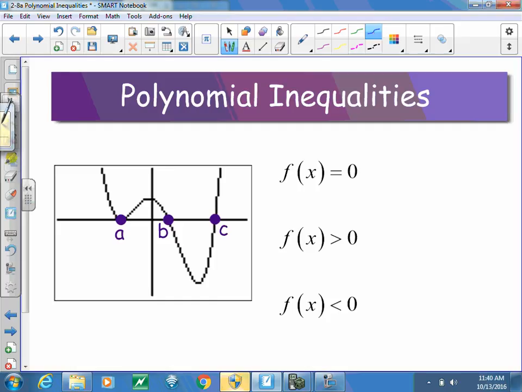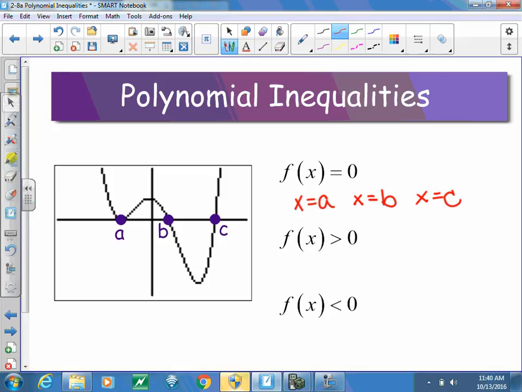If I take this graph over here to the left, where I have 3 zeros, and I'm looking for the values of when f of x is equal to 0, I would see here that x would equal a, x would equal b, and x would also equal c. At those 3 points, that's where I have my x-intercepts. That's where my zeros are going to be.